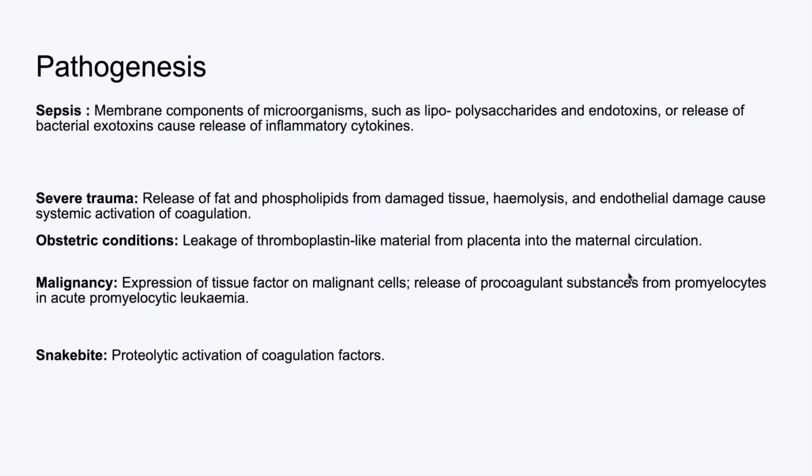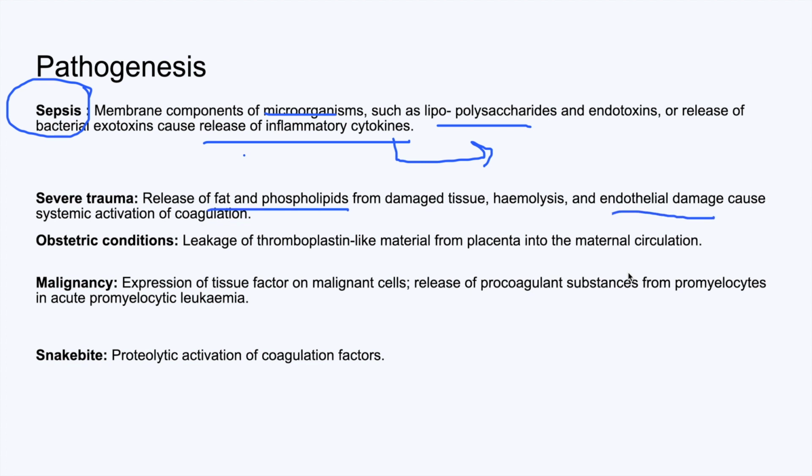Now why are these things causing DIC? This is also important for you. Like we discussed, one cause was sepsis. In sepsis, certain components of the microorganism, lipopolysaccharides, lead to the release of inflammatory cytokines, which can further activate the coagulation system. Then severe trauma: due to release of fat and phospholipids and the endothelial damage which is taking place, this activates the coagulation pathway. In obstetric causes, there is leakage from the placenta.